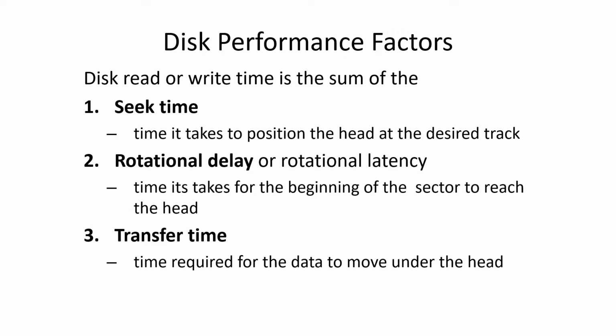When you have to calculate how long it might take on average to read a piece of information from a disk, there are 3 major components. First one is seek time. That's how long it takes for the head to move in and out to get to the proper track. Then rotational delay is how long it takes for the disk to spin around and for the information to come under the head. And then transfer time is the amount of time required for the data to move under the head and be recorded or read.